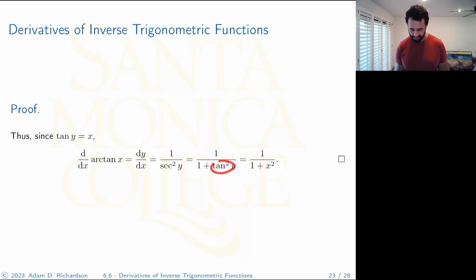Well, what is tangent of y? It's x. So this one falls out even more quickly. You just get it right there. And that's the proof. All right.